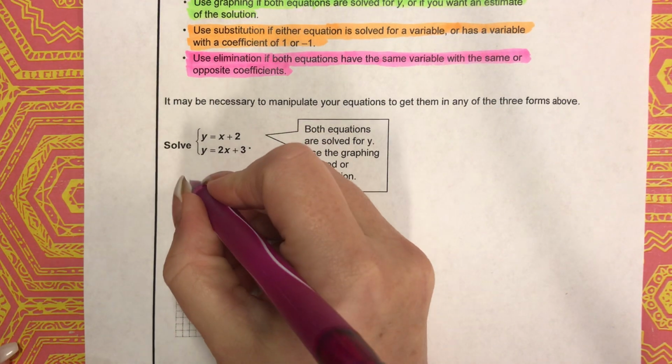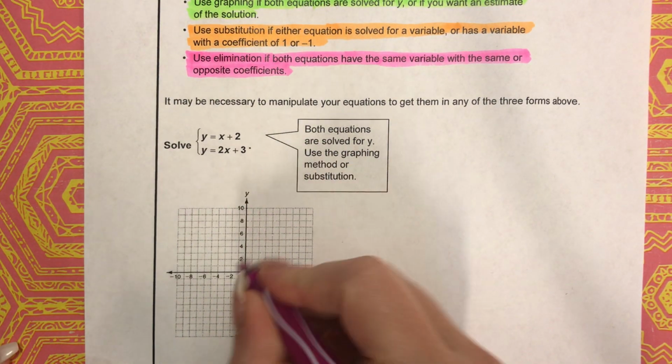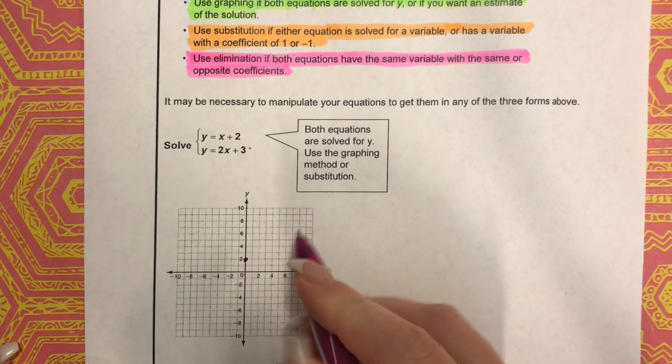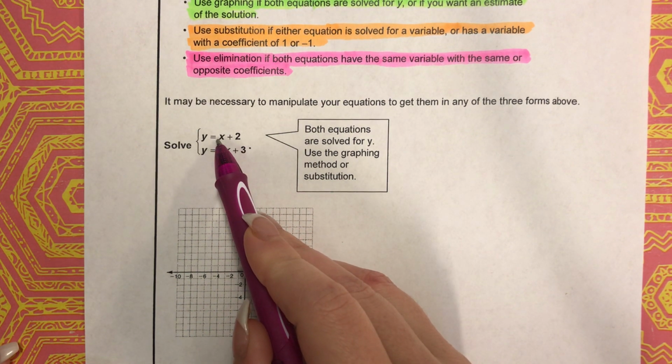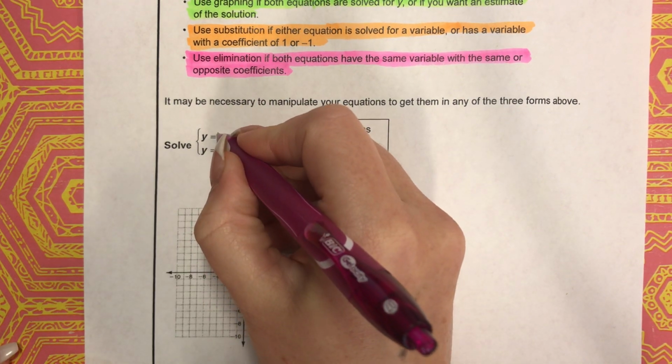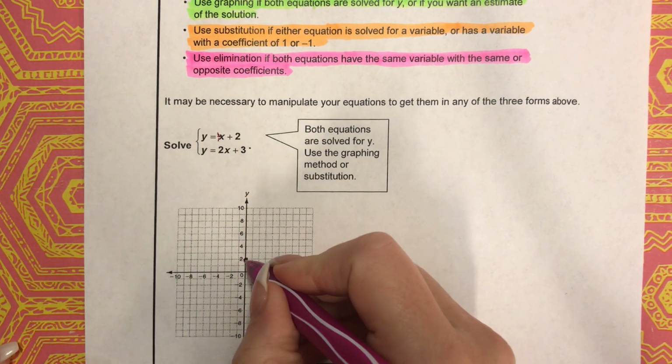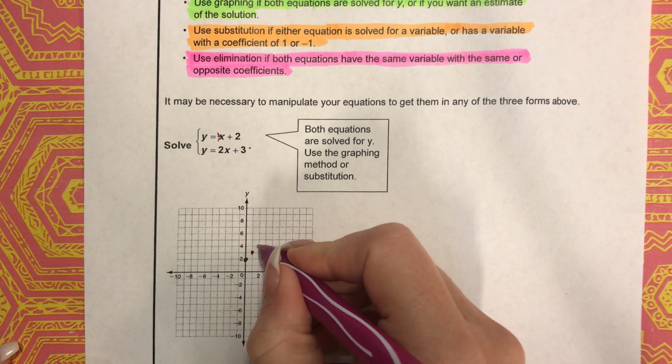Okay, so this first line, to graph this, first we'll do it by graphing. So the y-intercept is 2, and the slope is 1. So this is going to be 1 over 1. Okay, so up 1 over 1.